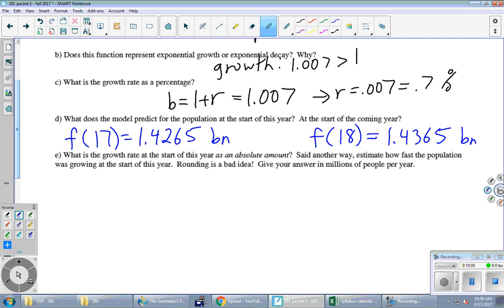I don't see it as 100 million. 10 million is what I see. Yeah. So it looks like about 10 million more people in China at the start of 2018 than at the start of 2017.